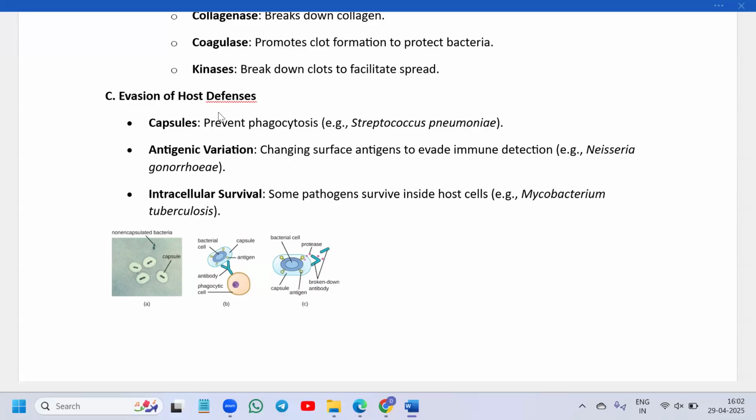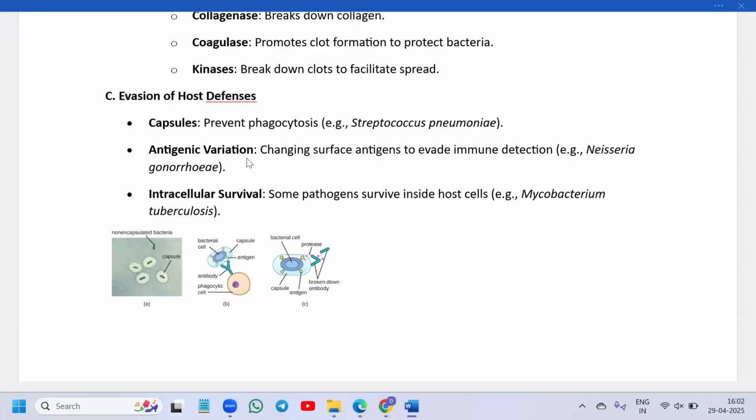One is with the help of capsules. As you can see in this picture, there is something surrounding the bacteria, right? That is the capsule. With the help of this capsule, it can prevent phagocytosis. Phagocytosis means the cell eating. The macrophages or the WBCs in your immune system eat up the bacteria, thinking it is a foreign body. That process is phagocytosis. So capsules will prevent phagocytosis, and thereby the bacteria escapes the body's immune system. An example is Streptococcus pneumoniae.